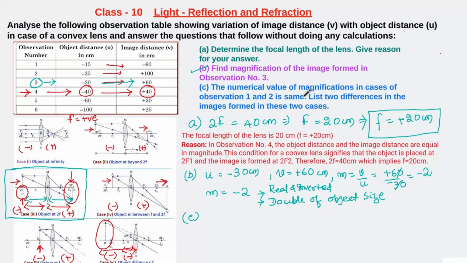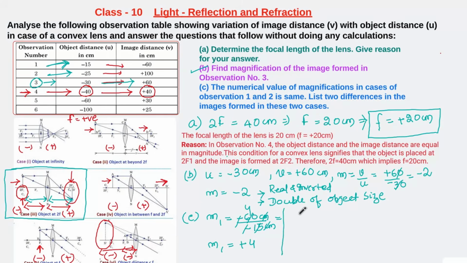In the third bit question, it asks whether the numerical value of magnification in case of observation 1 and 2 is the same. So this is observation 1 and this is observation 2. So let's find out magnification for observation 1. It is v by u. V is minus 60 centimeter and u is minus 15 centimeter. So the magnification is 4. So the magnification of this observation is plus 4.